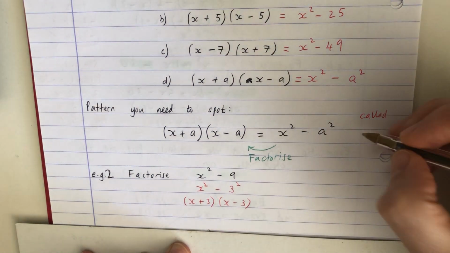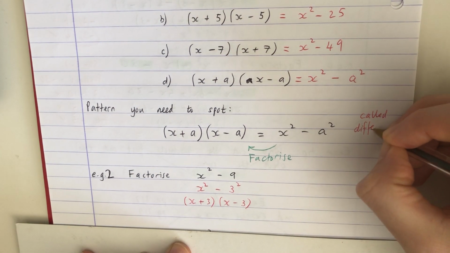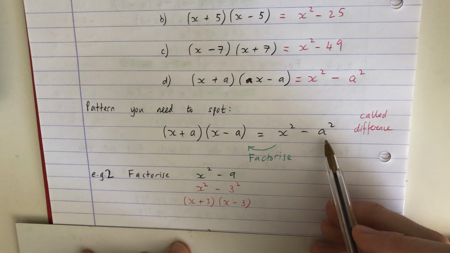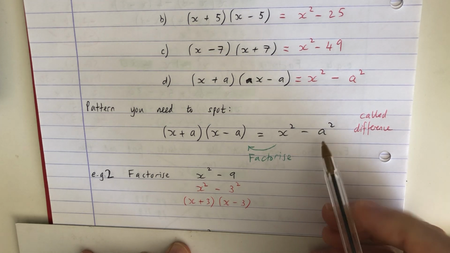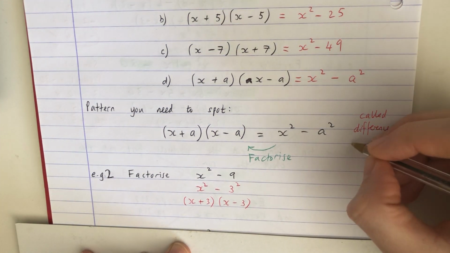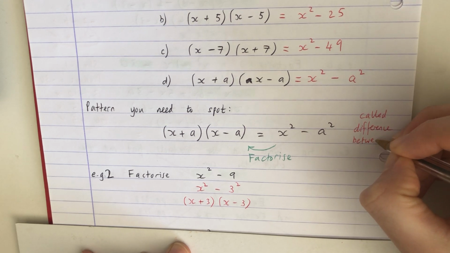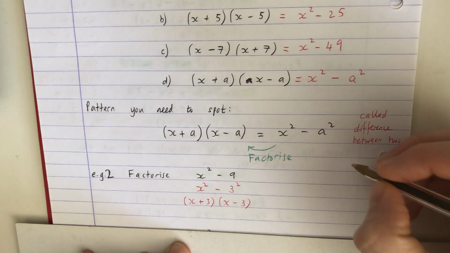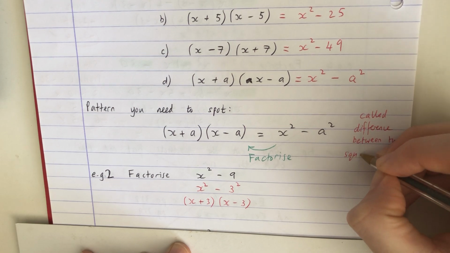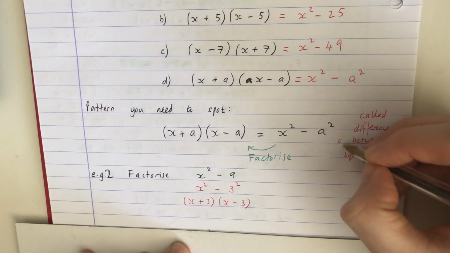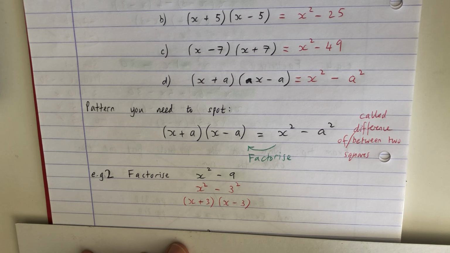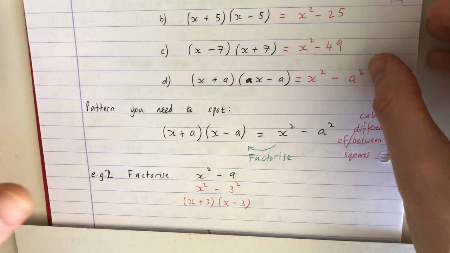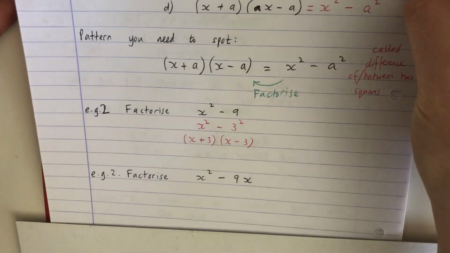Okay, this special case is called difference, because this is subtraction. These are two square numbers, x squared and an a squared, so it's called a difference between two squares, or difference of two squares. So call it the difference of two squares or difference between two squares. And that's the pattern, that's what it's called. So I'm going to show you where the pattern doesn't work, or remind you where the pattern doesn't work.